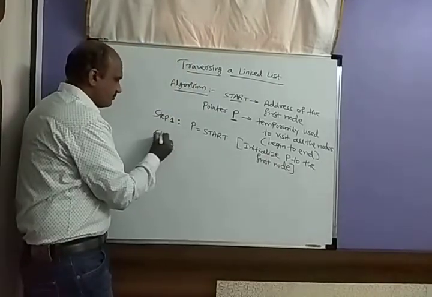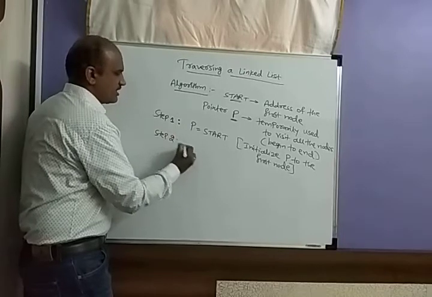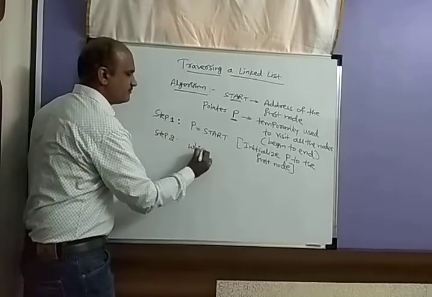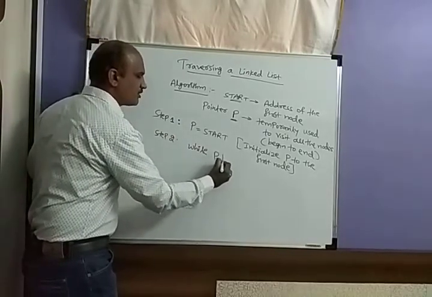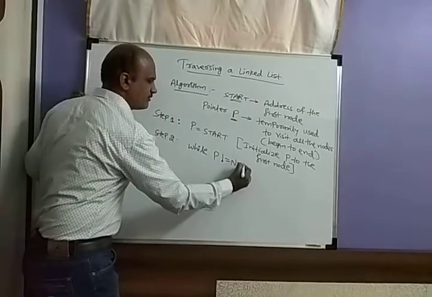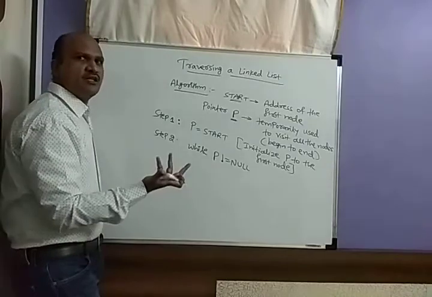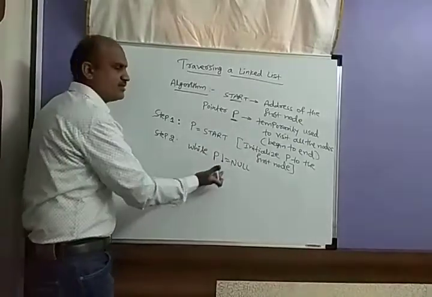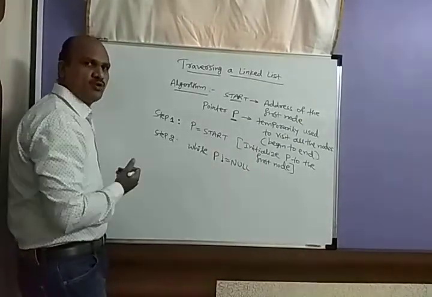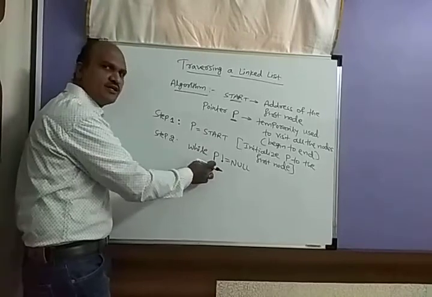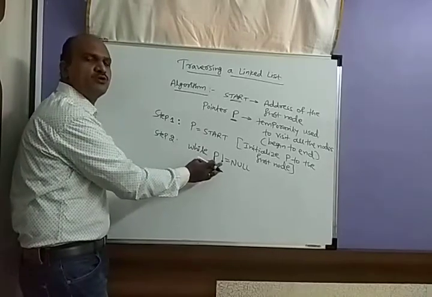Then the second step: check the condition while P not equal to null. P not equal to null. If it is null, then you cannot visit anything. Because there are no nodes created, that's why first check P is not equal to null.